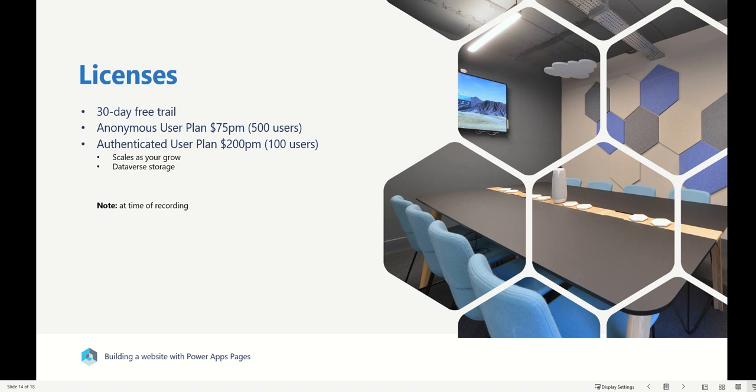Now, there are two plans when it comes to the licensing. We have the anonymous user plan and the authenticated user plan. The anonymous user plan is only $75 US dollars per month. Obviously, I'm no mathematician, but if you're in Great British pounds, it's probably about £60 per month, something like that. And that's for about 500 users.